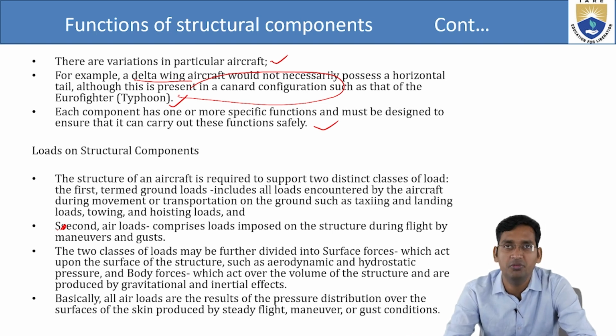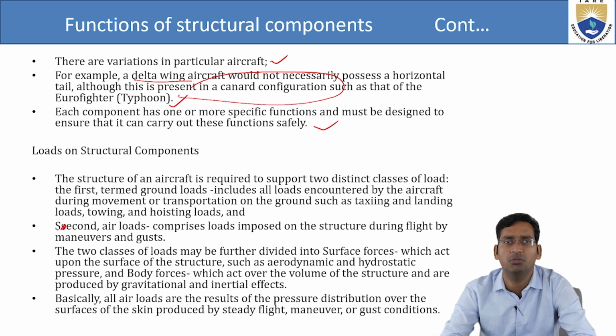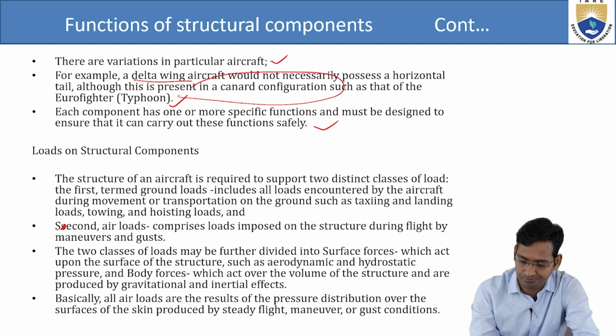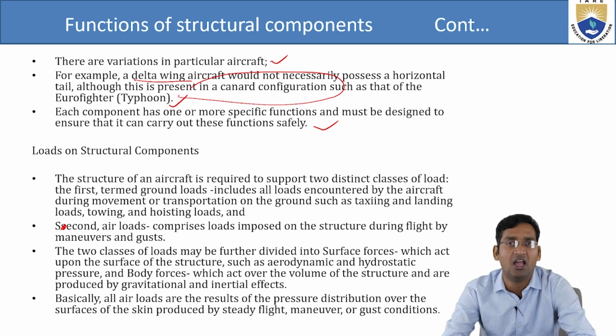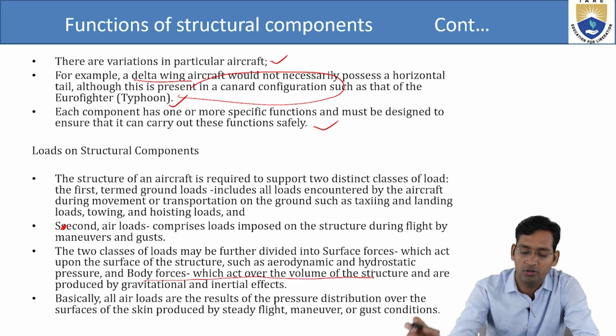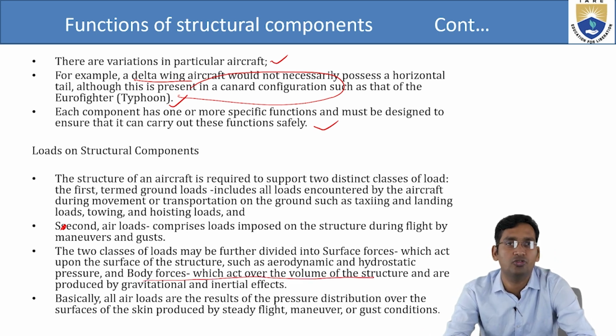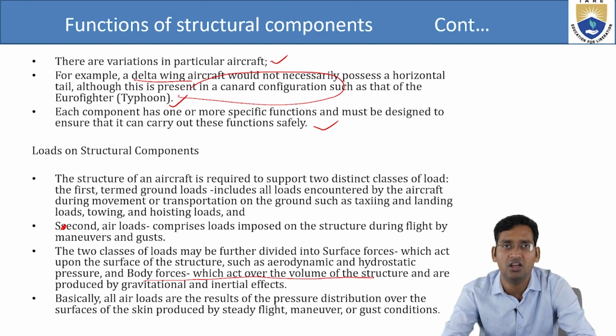The two classes of load may be further divided into surface forces, which act upon the surface of the structure, almost similar to the element from the previous videos, such as aerodynamic and hydrostatic pressure, and body forces, which act over the volume of the structure and are produced by gravitational and inertial effects. So this volume effect is there, and it is affected by the gravitational as well as the inertial effect.